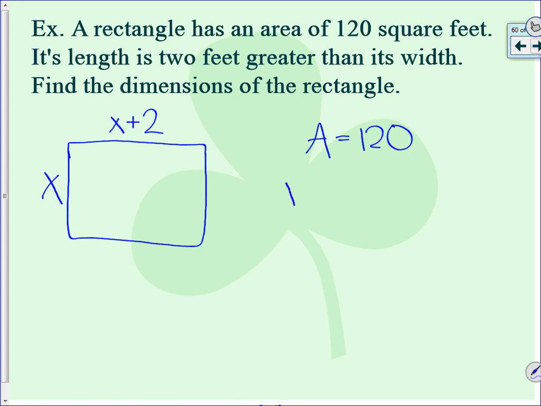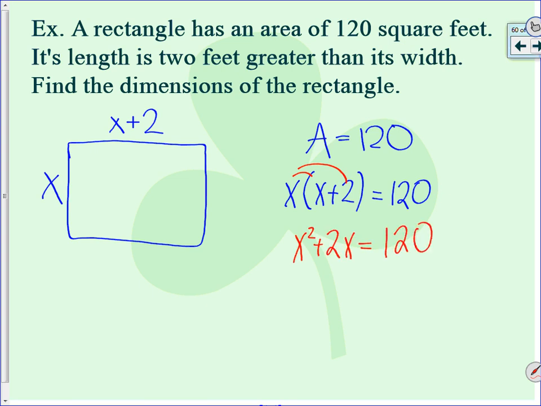So the area is the length times the width. So the length times the width is 120. There's a lot of ways to go wrong in solving this. Okay. What would we do to solve? DJ? Distribute? Any ideas what to do next? Brendan? Get the 120 on one side.